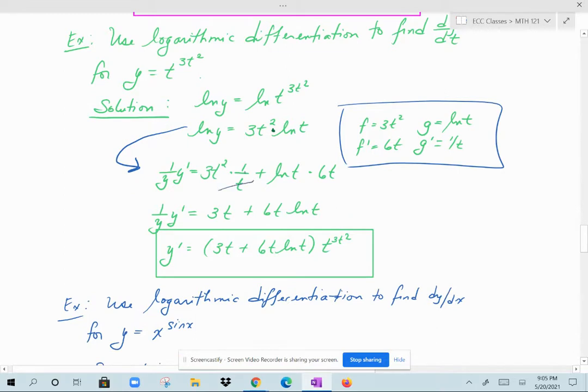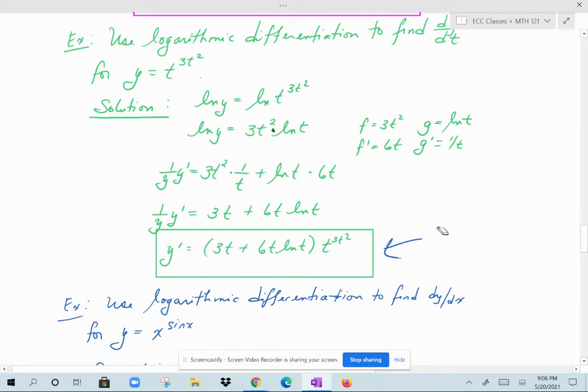Now this t cancels with one of the t's in the 3t squared, so I'm left with 3t plus 6t ln of t. Final step is to multiply both sides by y so that y prime is alone, and replace y with what y is equal to, so that's what I did right here. So I'm left with 3t plus 6t ln of t, all multiplied by t to the 3t squared. Okay, so let's move on.